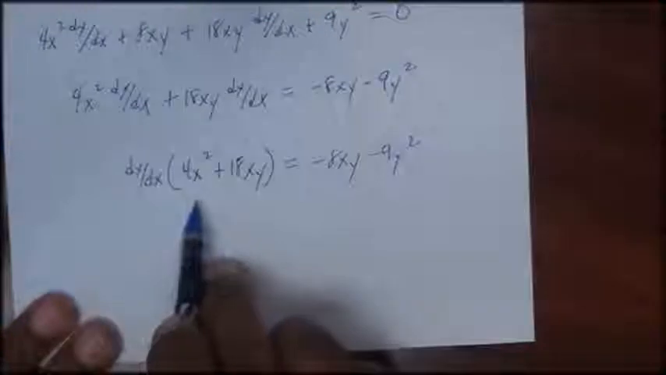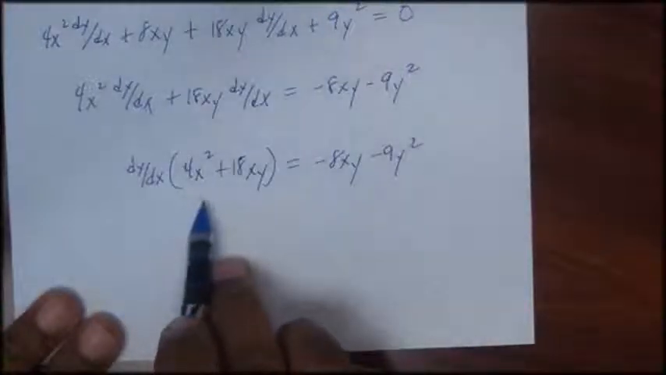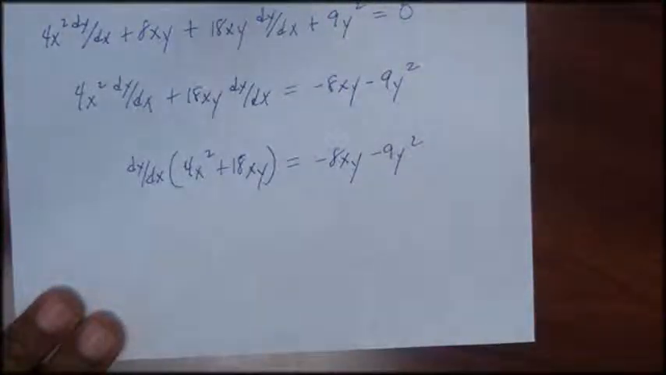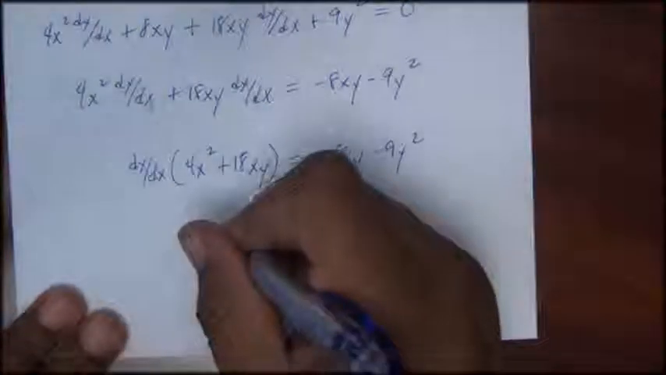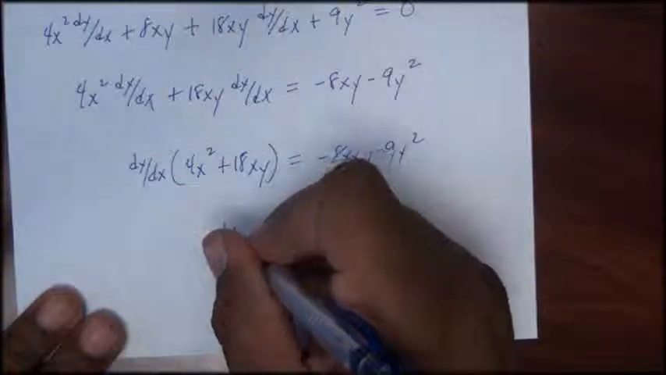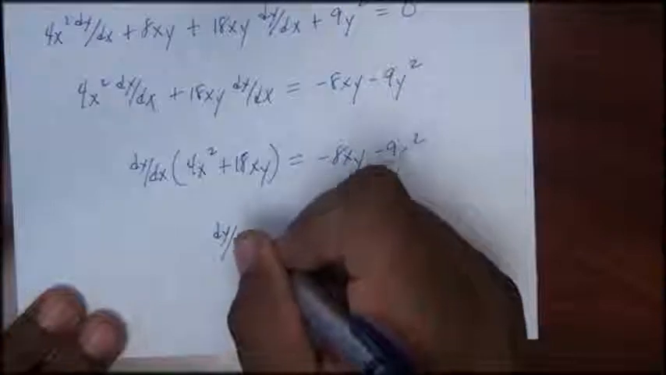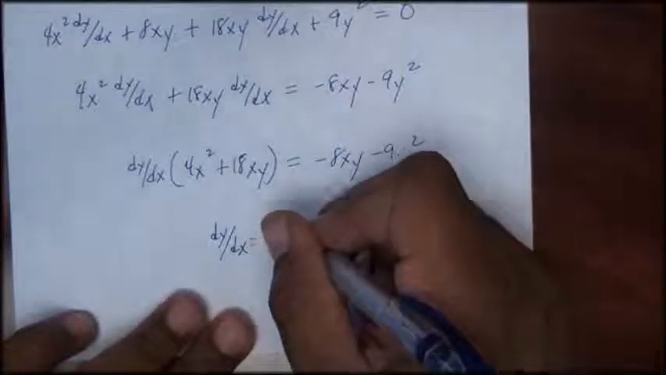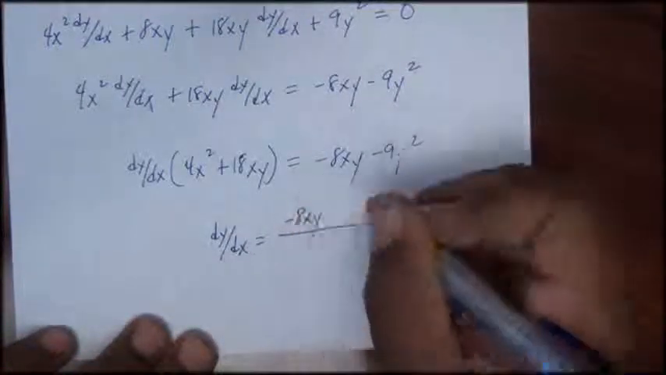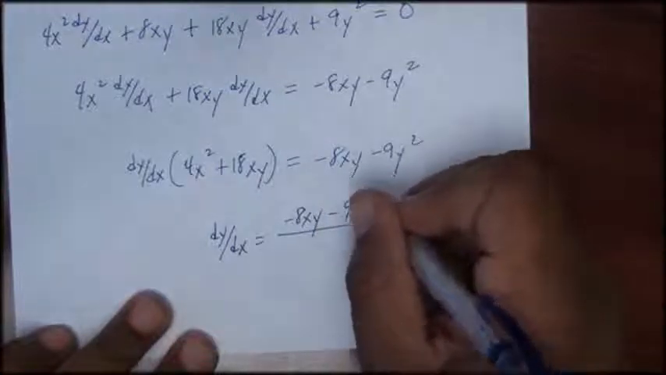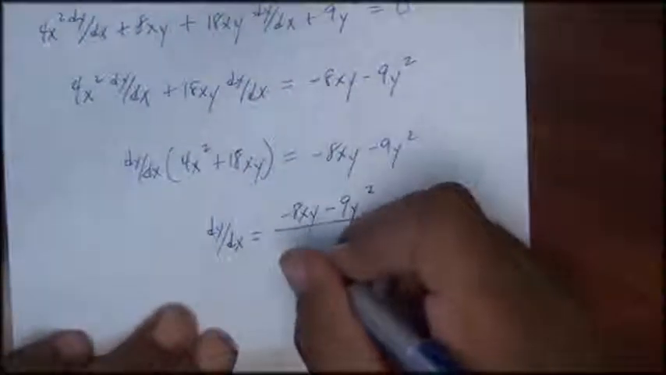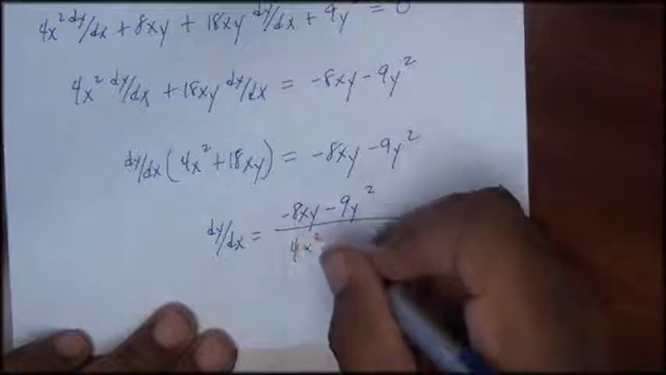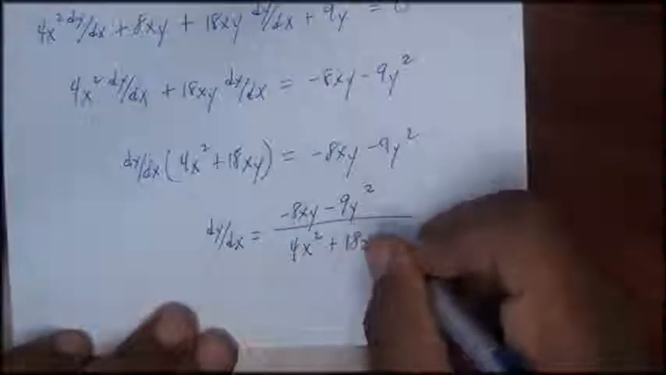And our final step is we'll divide both sides by 4x squared plus 18xy. So we have the derivative of y with respect to x is negative 8xy minus 9y squared over 4x squared plus 18xy.